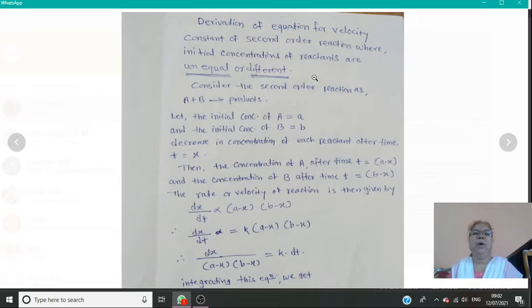And today you are going to learn the derivation of the equation for velocity constant of second order reaction where initial concentrations of reactants are unequal or different. Okay, derivation of the equation for velocity constant of second order reaction where initial concentrations of reactants are unequal or different.